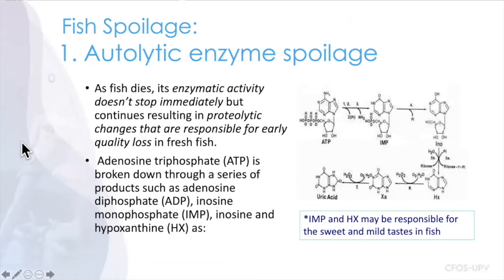Okay, so you just read this one about autolytic enzyme spoilage. The most important process during autolytic enzyme spoilage is the degradation of nucleotides. So in this figure, it shows the degradation process of adenosine triphosphate or ATP, in which ATP is broken down to ADP, adenosine triphosphate, adenosine diphosphate, adenosine monophosphate, and then inosine, hypoxanthine, and so on.